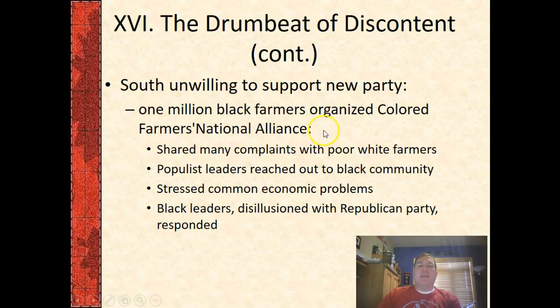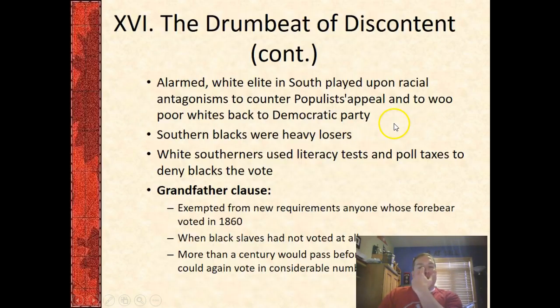So you're going to have a Farmers National Alliance created with African Americans. They're going to unite with white populists, and then we're going to see that there's a backlash that takes place. There's going to be tons of racism that's brought against the African Americans.